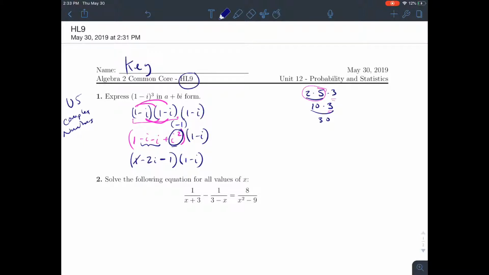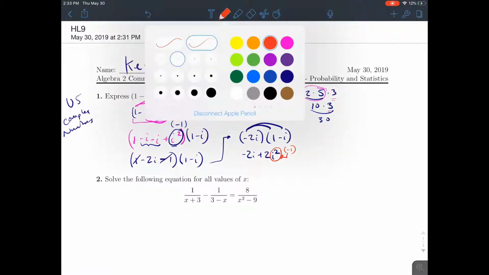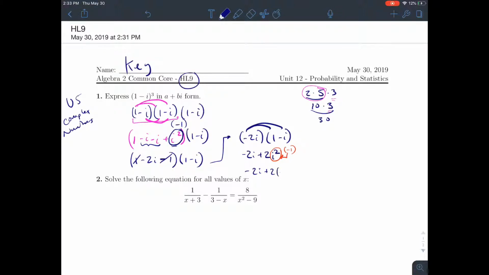Now here we're lucky. 1 and negative 1 cancel out, and we get negative 2i times 1 minus i. Now we distribute another time, giving us negative 2i plus 2i squared. Now we use that same property, i squared is negative 1. And so that becomes negative 2i plus 2 times negative 1, which is negative 2i minus 2. Now technically for a plus bi form, we should have our real part followed by our imaginary part. So negative 2 minus 2i is the final answer.